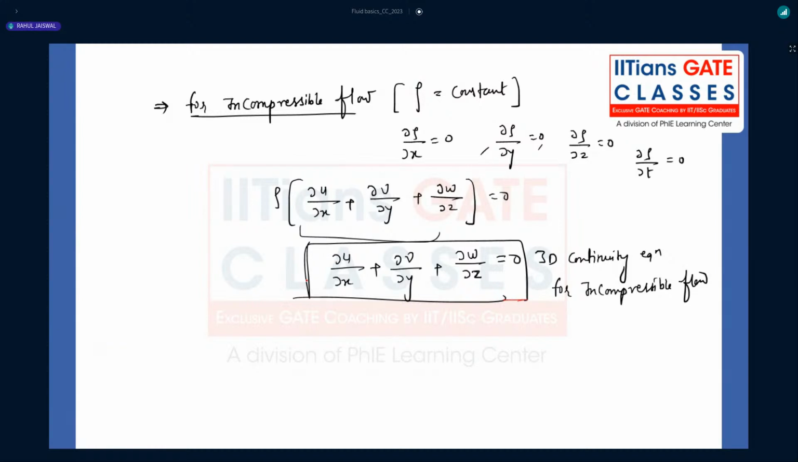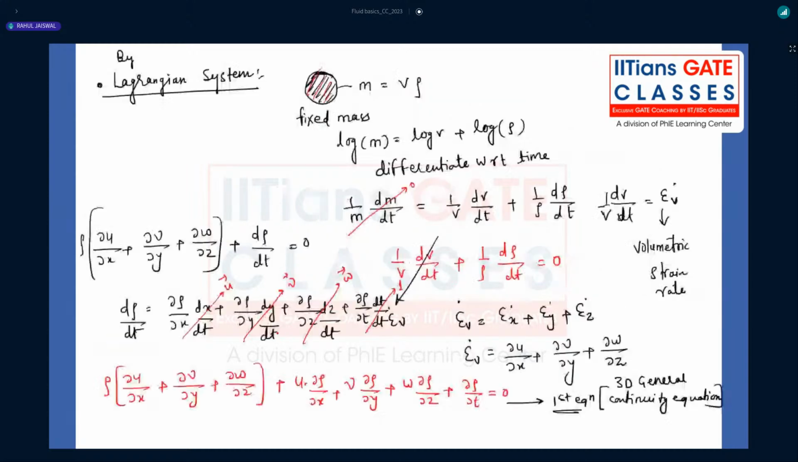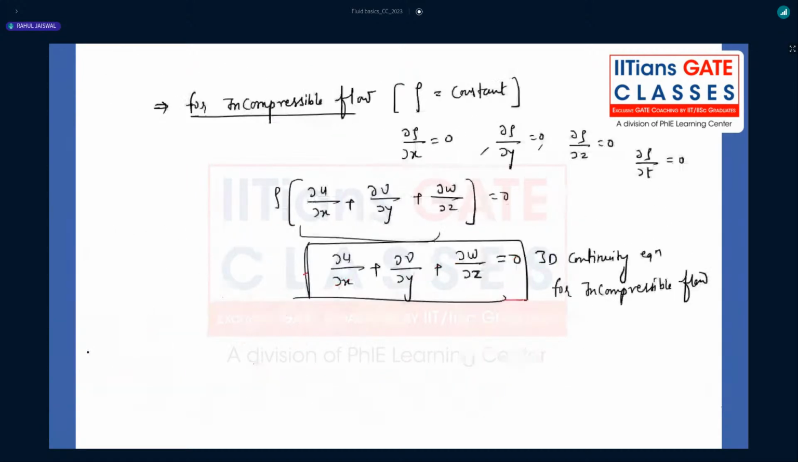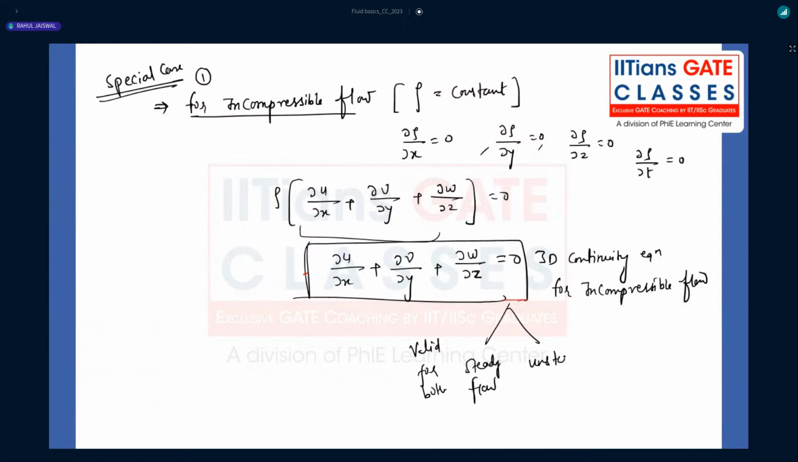Usually students remember only this final equation. No, you have to remember the full equation, this one. That is a very special case. Of course, we have many special cases, but special case number 1 we are discussing is the incompressible flow where rho is constant. And remember, it is valid for both steady flow and unsteady flow.